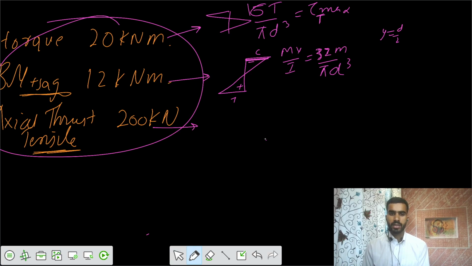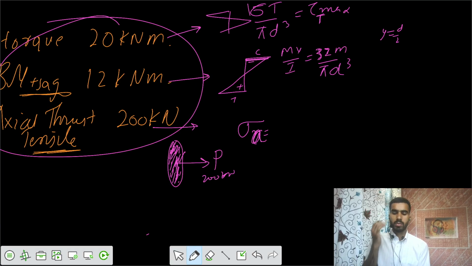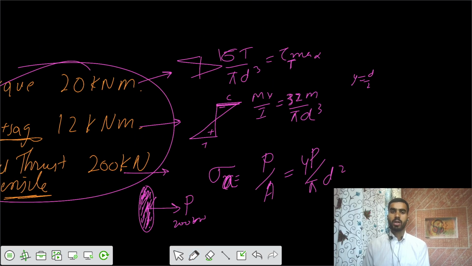And the third one is the axial thrust. So you're applying a load normal to the surface. Let's say this is some axial thrust load P equal to 200 kilonewton. So there's some stress developed normal to the surface. I would say that is normal stress. I would write it as sigma normal, or let's call it sigma axial. That equals P by A, load by area. That's P by pi d squared by 4. So you got the three different stresses.